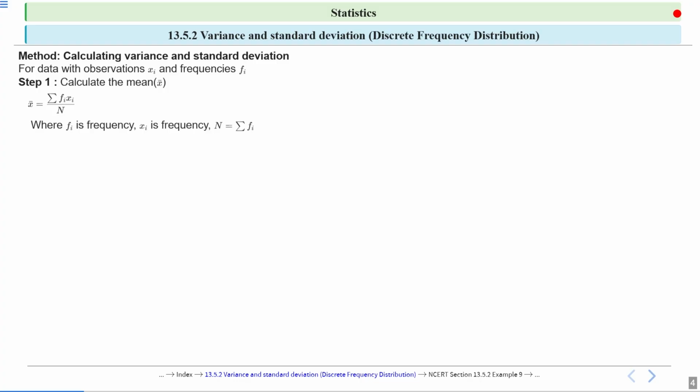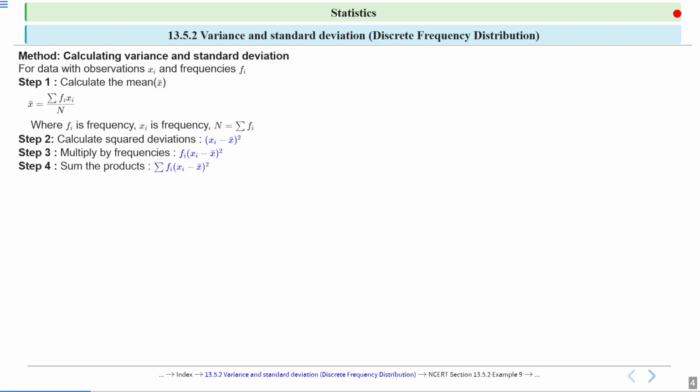So in this formula, fi stands for the frequency of each value xi, and xi is the value itself, and n is the total number of observations which we get by adding up all the frequencies. So n equal to summation fi. Step 2 is to calculate the square deviations, xi minus x bar whole square. Step 3 is to multiply each squared deviation by its frequency. So for each value, we calculate fi times xi minus x bar whole squared.